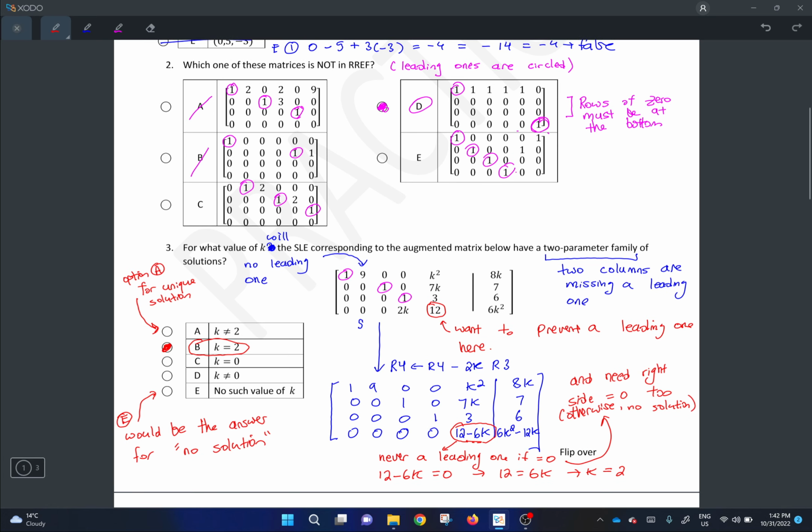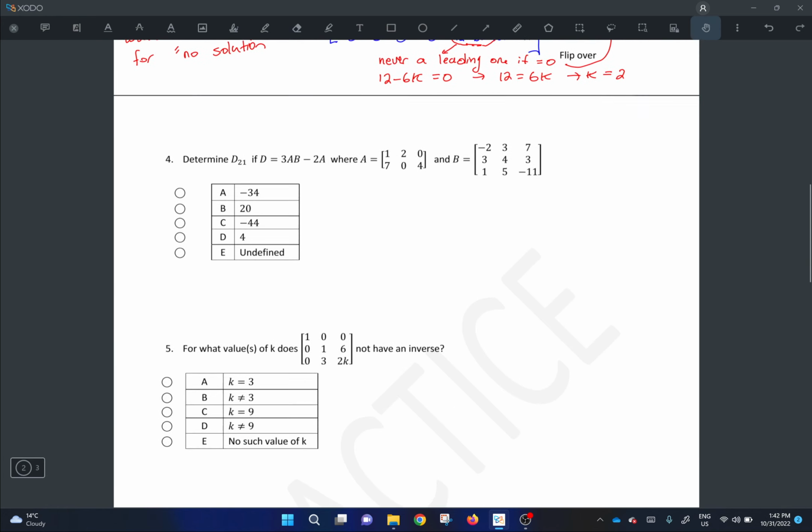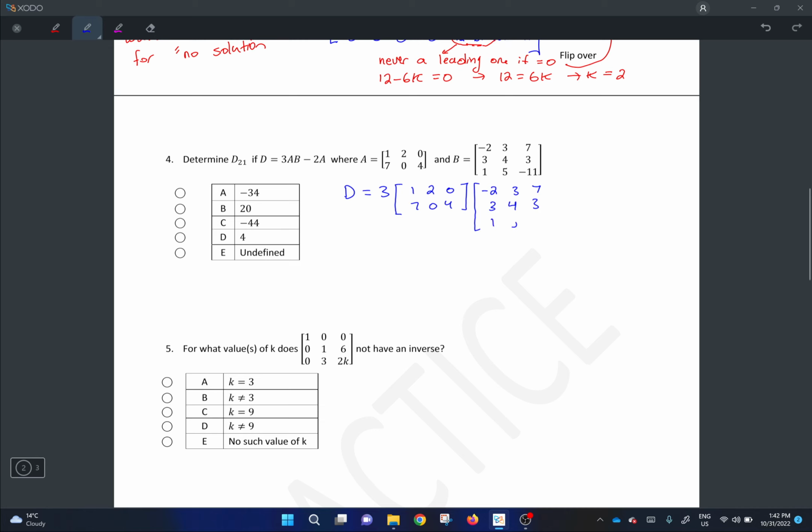Okay. Fourth question asks us if D is equal to 3AB minus 2A, where A and B are given there, find the 2, 1 entry of that new matrix D. So D is equal to 3 times AB, so 3 times the matrix A, 1, 2, 0, 7, 0, 4, times B, negative 2, 3, 7, 3, 4, 3, 1, 5, negative 11, and then minus 2A.